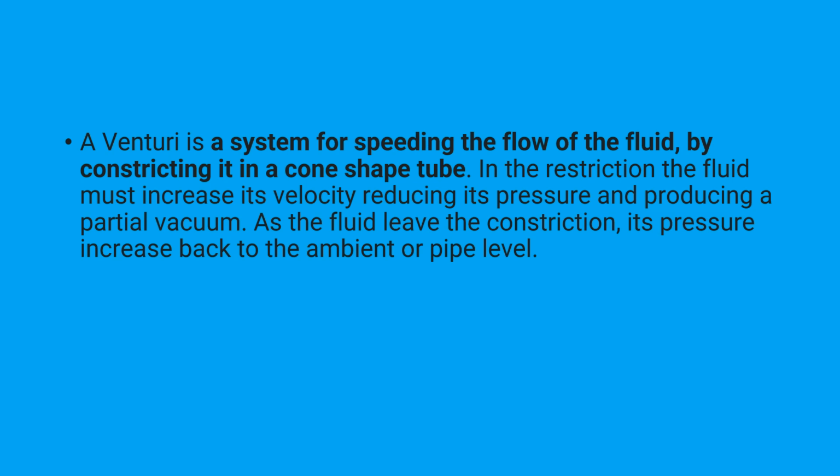So a Venturi is a thing or an effect, but it is a system for speeding the flow of fluid by constructing it in a cone-shaped tube, like your ejector, which is the output of this. A Venturi is an effect, it's also a thing, and it creates that vacuum that we use inside of an ejector. So Venturis take Bernoulli's principle and put it into practice. Bernoulli's principle is just the principle that describes it. The Venturi is the tool or the effect that creates it.